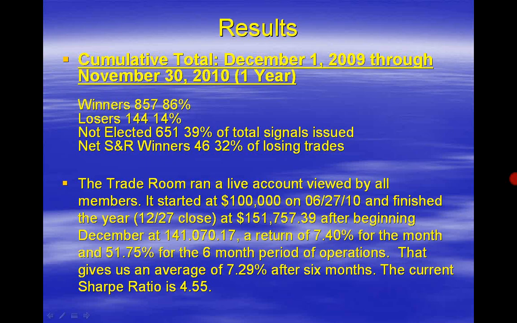And in that trade room, they started with a $100,000 account on June the 27th last year, and at the end of the year, that account was at 151,700 odd. And that gave us 51.75% profit for the 6-month period of operations, which is an average of 7.29 per month, not per year, per month, after 6 months. The Sharpe ratio at the end of that operation was 4.55.